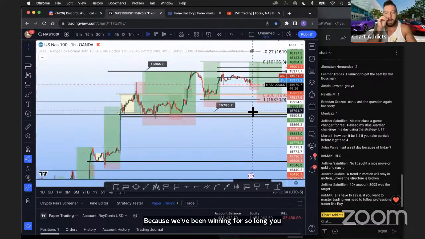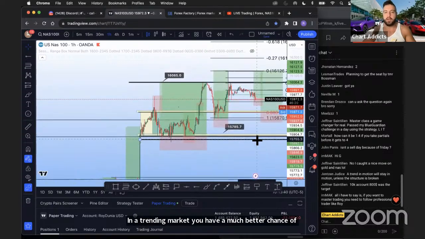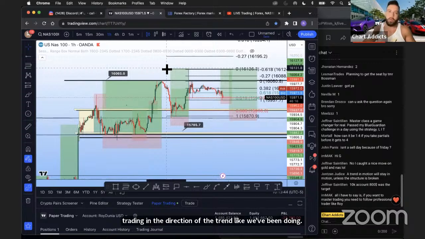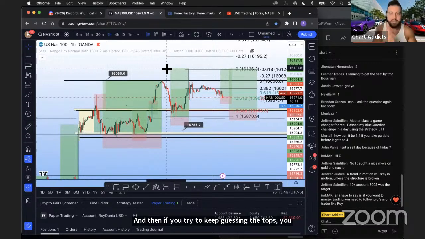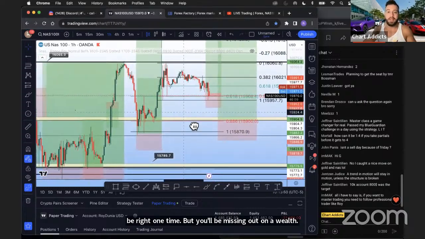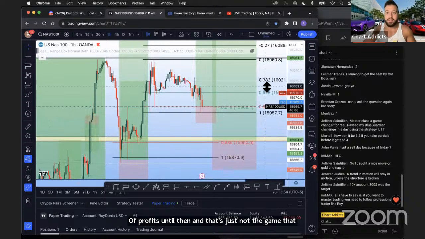Right? Now you can, but at the same time, in a trending market, you have a much better chance of trading in the direction of the trend, like we've been doing. And if you keep guessing the tops, you might be right one time, but you'll be missing out on a wealth of profits until then. And that's just not the game that I'm trying to play. I'm trying to play this 88.6 scalping game.